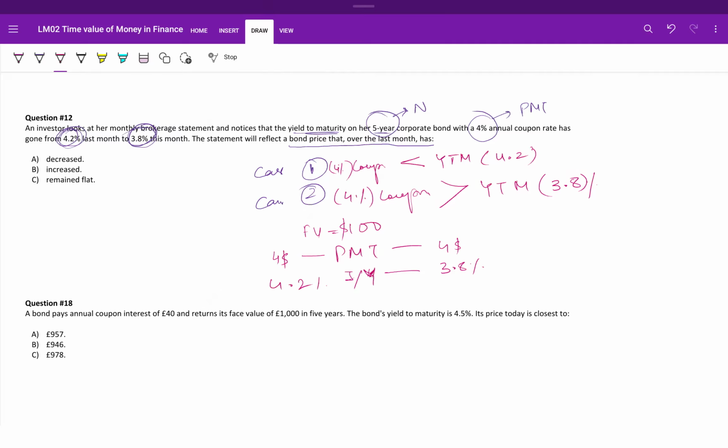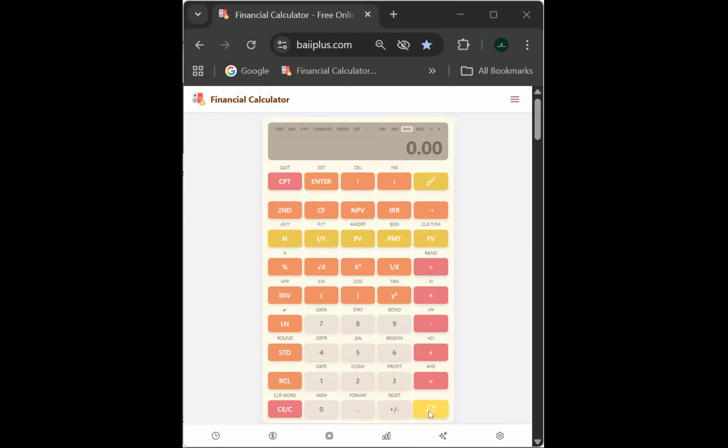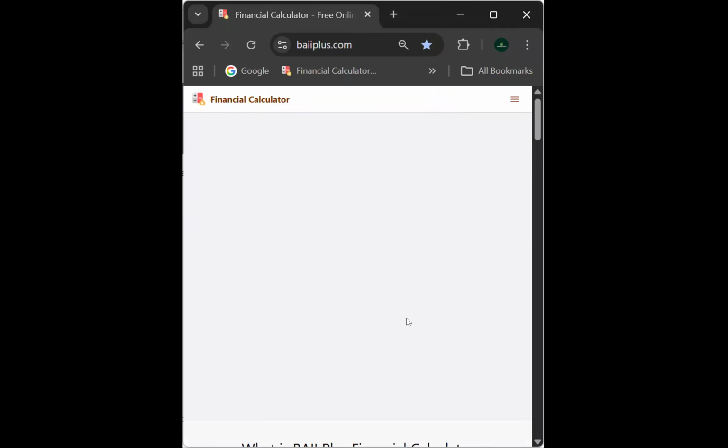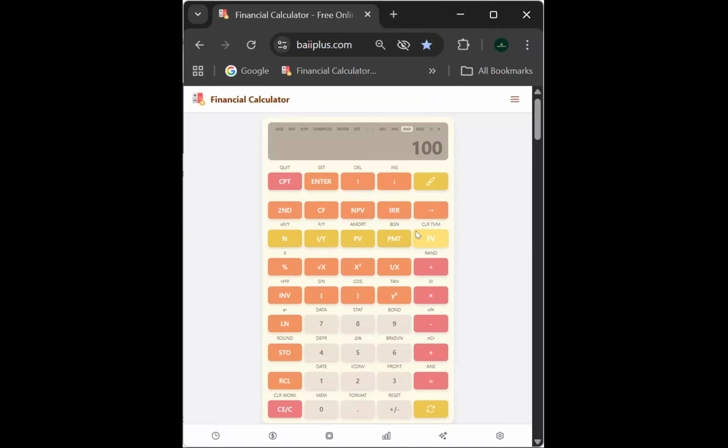Now, the third thing we have is time. So N is equal to 5 for both, and let's calculate the present value for both of these situations. I'm sharing my screen again with you, the calculator screen. Okay, so we have the $100 as our face value. That's what we are going to receive in future. So we do not have any payment. Okay, we do have a payment of $4. So 5 is our time, and I/Y.